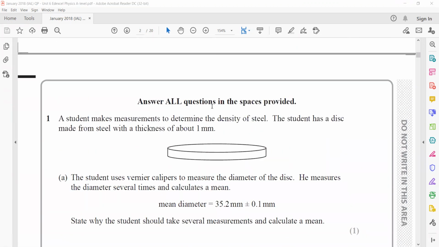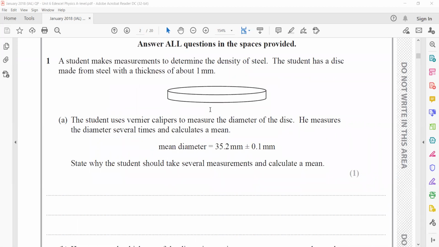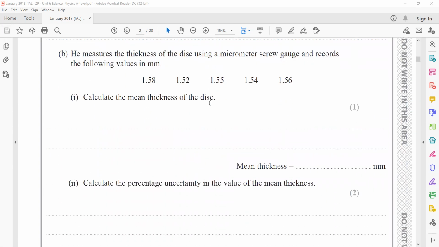At the beginning of the question, a student makes a measurement to determine the density of the steel. The student has a disc made of steel with a thickness of about 1 millimeter. He measured the thickness of the disc using a micrometer and recorded the following values in millimeter. What is the average? To calculate an average, you have to add and divide it by the total number.